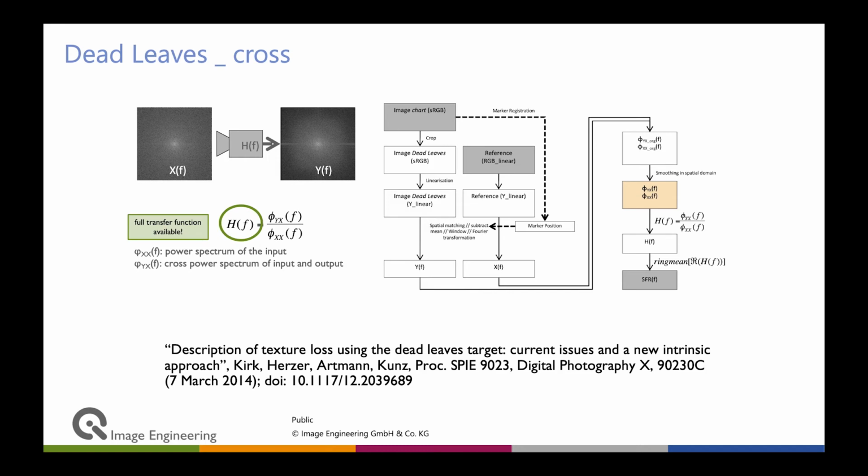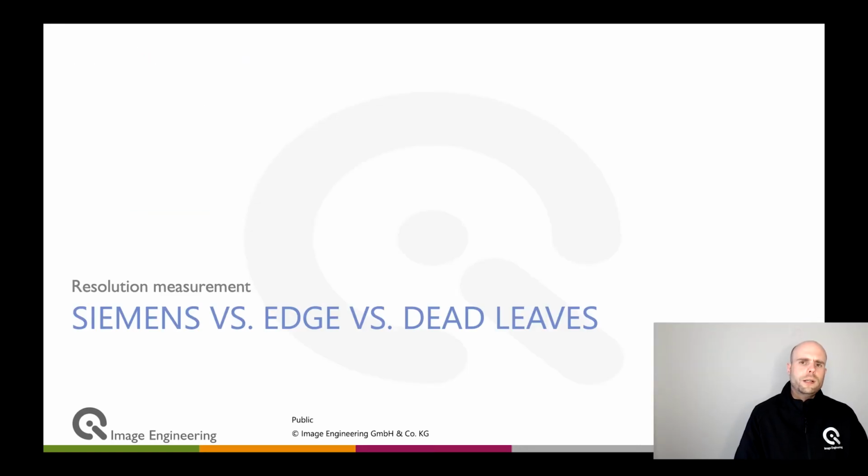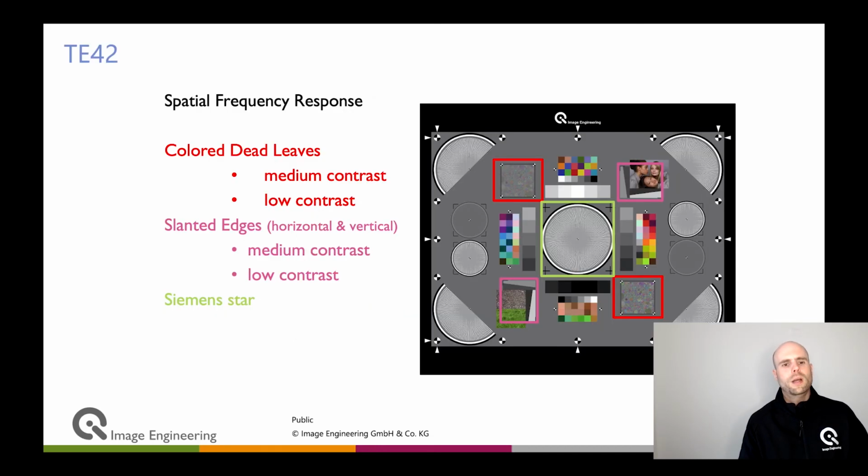What is of course interesting: now I introduced to you the Siemens star method, the slanted edge method, and the dead leaves, and all give you an SFR. What are the differences actually, and when do I use which? As a beginning, our recommendation is to use all of them. The pure reason for that is all have advantages and maybe some disadvantages, and they all tell you different things.